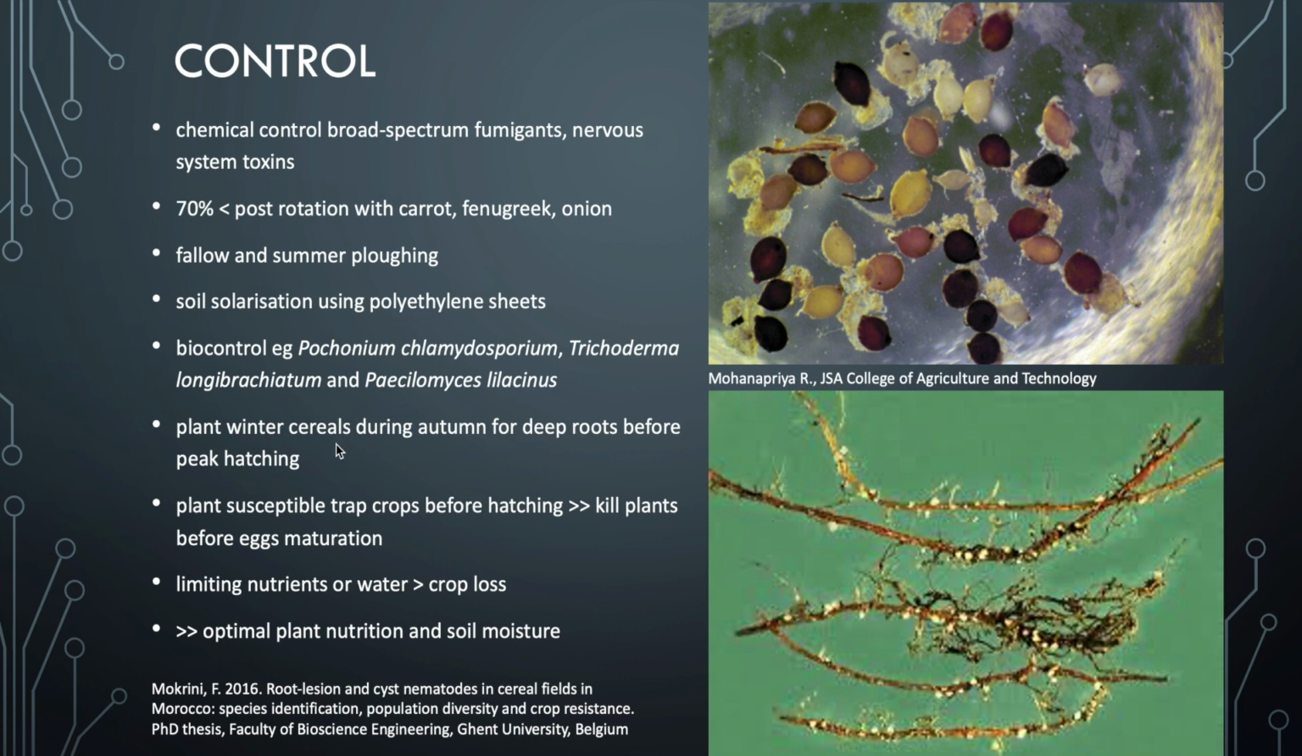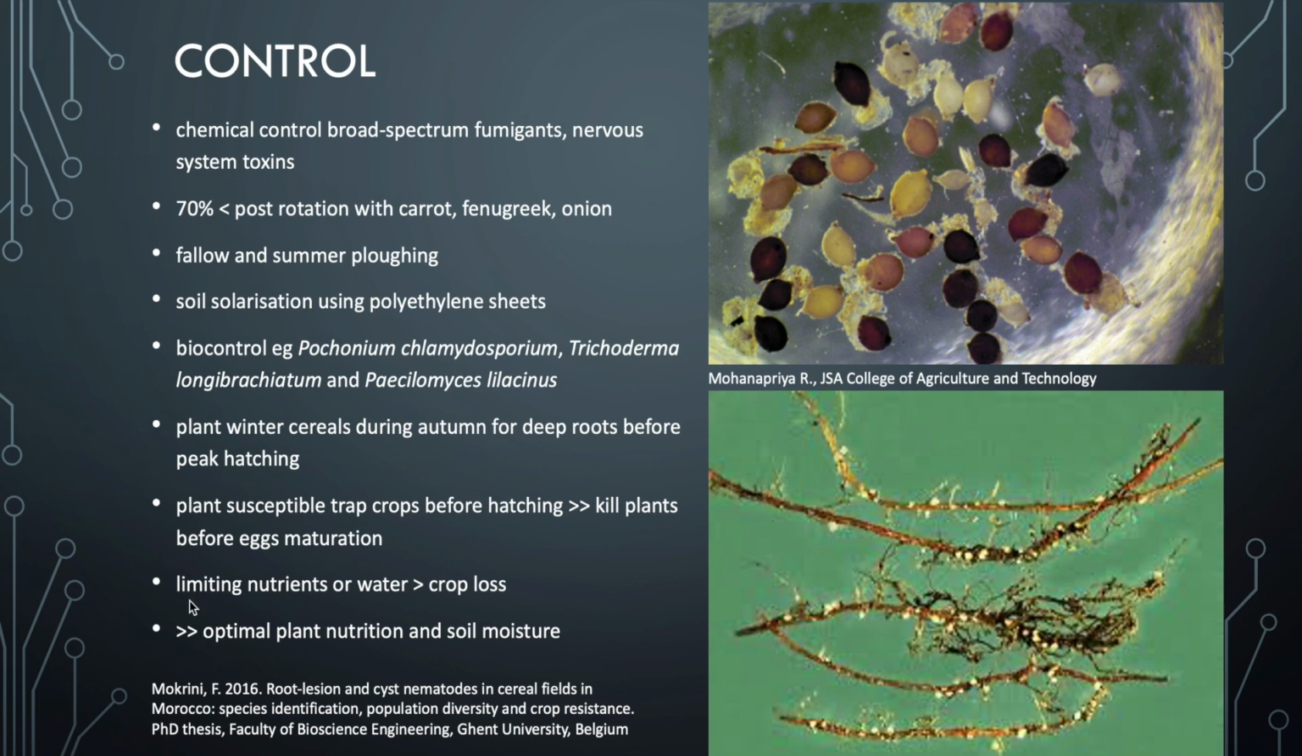Planting winter cereals during autumn is a good method because it allows for deep root development before peak hatching. So this allows for greater root proliferation and therefore more resistance to the nematodes. Planting susceptible trap crops that attract the nematodes before hatching and then killing the plants before egg maturation reduces nematode loads.